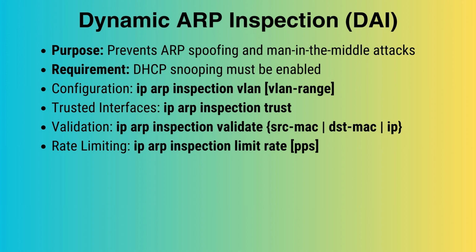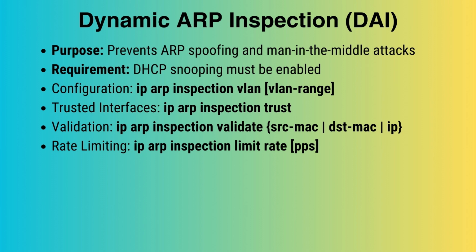Dynamic ARP inspection (DAI) is designed to prevent ARP spoofing attacks, where an attacker can intercept or redirect network traffic by sending false ARP messages. DAI works by verifying ARP packets against the DHCP snooping binding table, ensuring that only valid ARP responses are allowed.